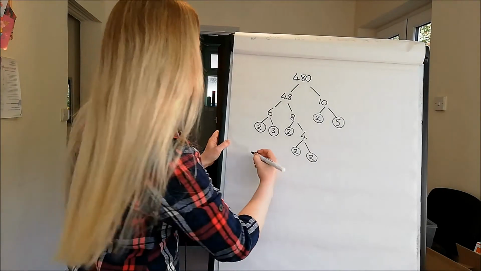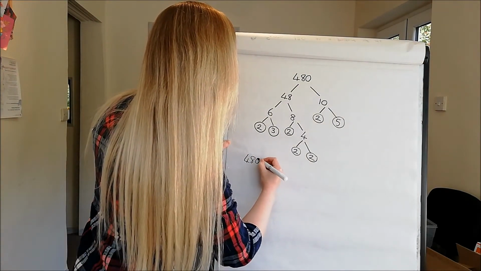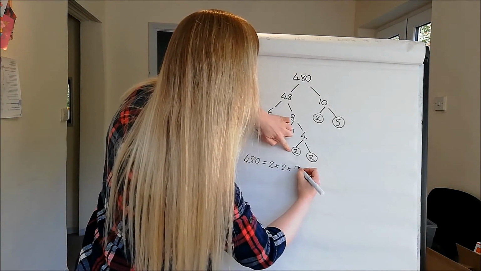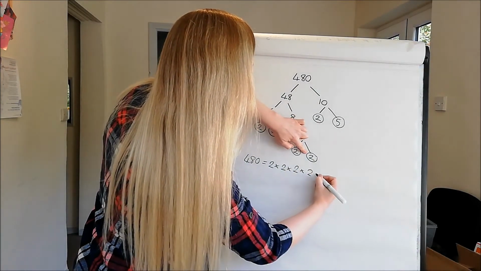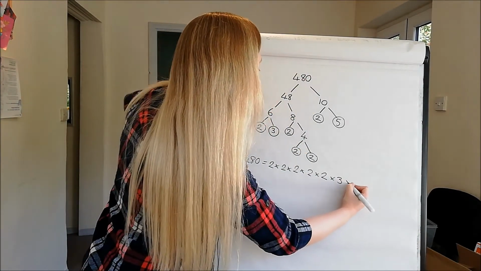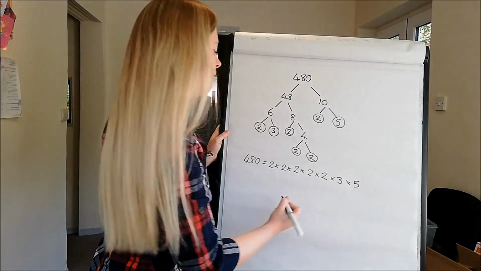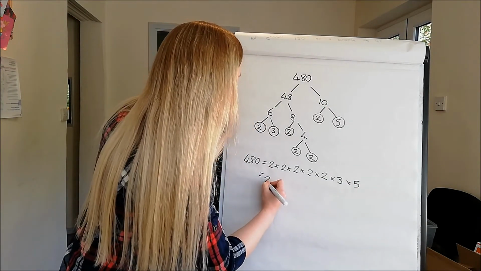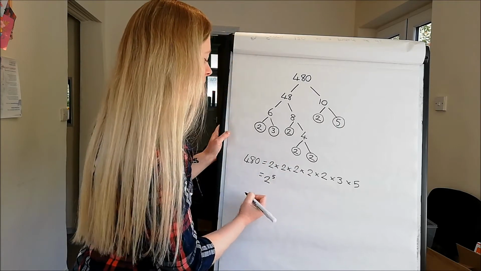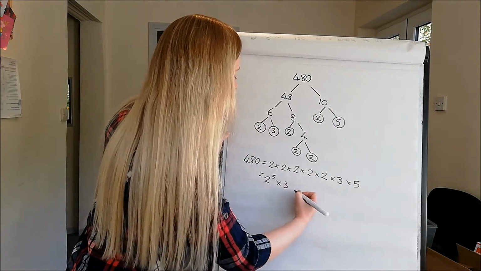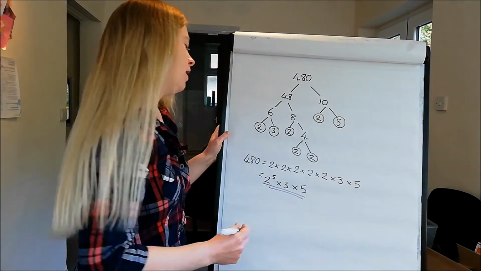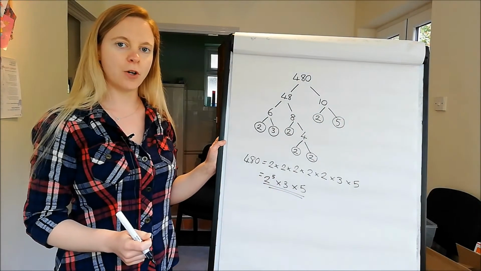And that tells me that 480 equals 2 times 2 times 2 times 2 times 2 times 3 times 5, which is 2 to the power 1, 2, 3, 4, 5. So 2 to the power 5 times 3 times 5. And that's your final answer in index form.